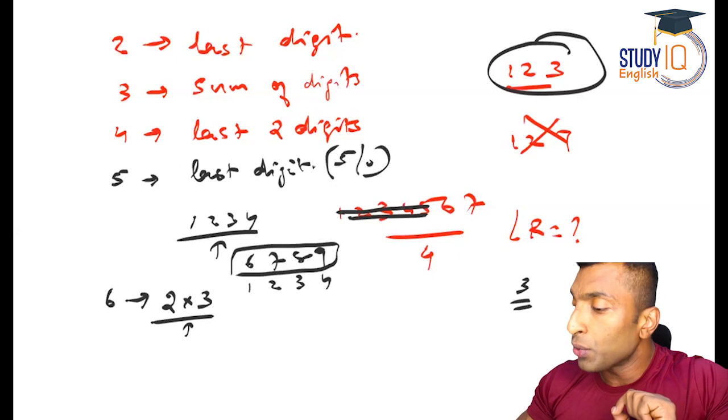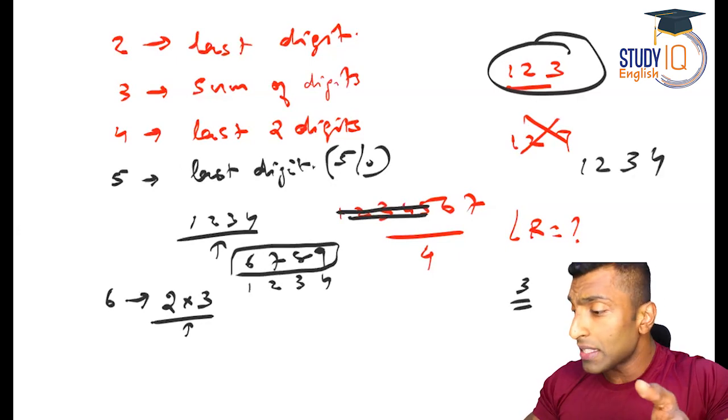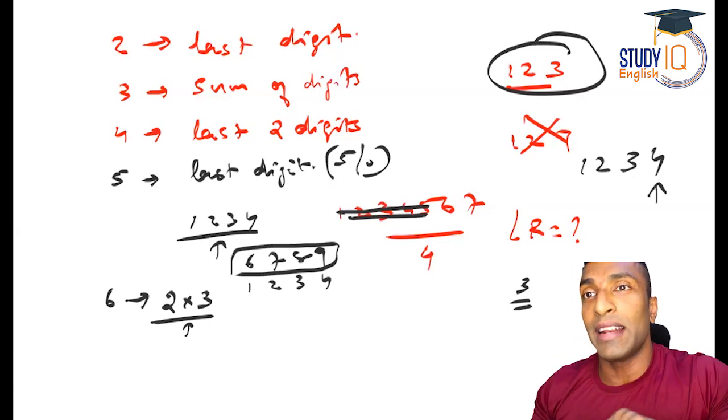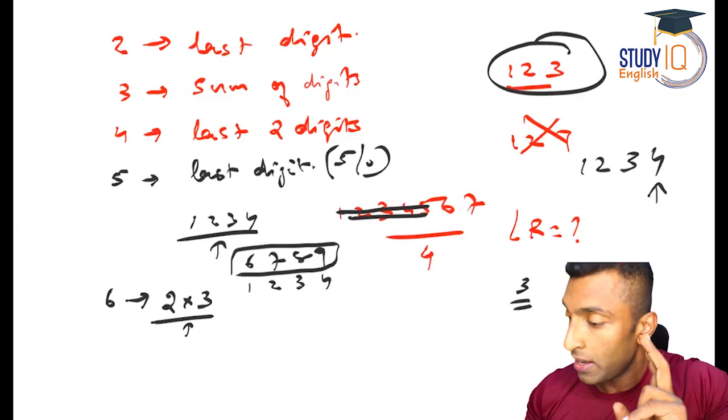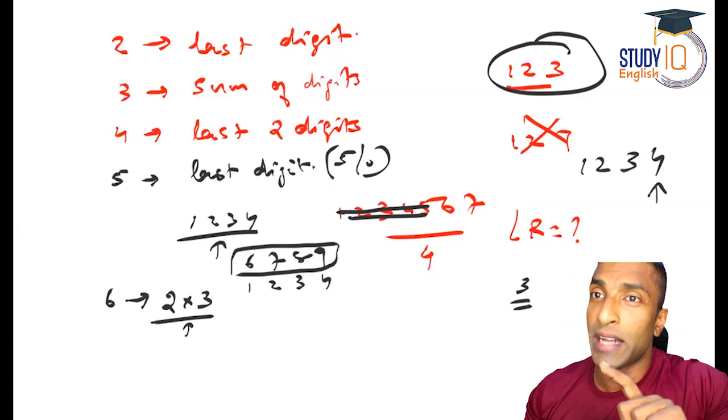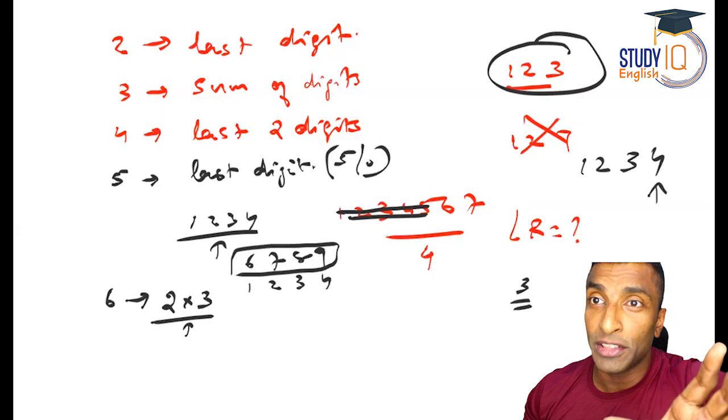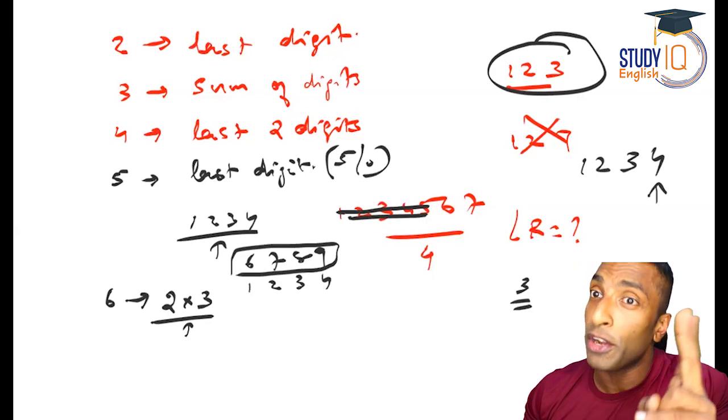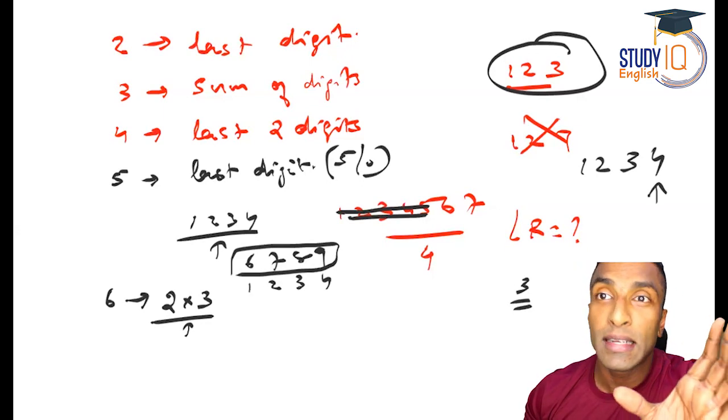Now, what about 1, 2, 3, 4? This is an even number. So the next criterion, that is divisibility of 3, we need to check. 1, 2, 3 is 6, 6 plus 4 is 10. That means it is not divisible by 3. So it is divisible by 2, but not by 3. So not divisible by 6.